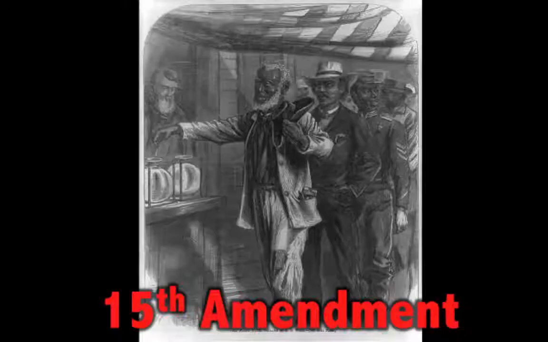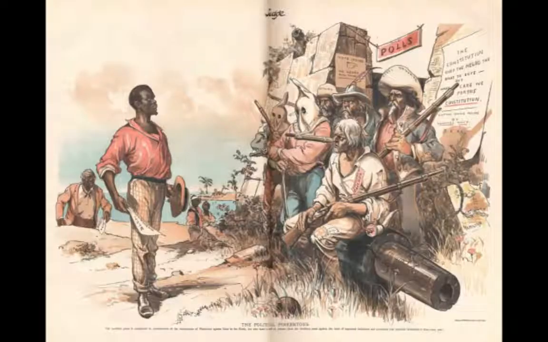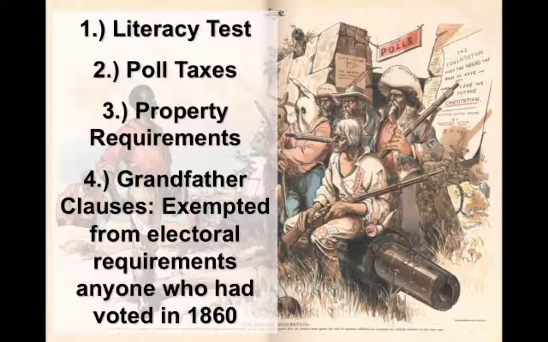Let me give you a couple of examples. The 15th Amendment, if you recall, gave black men the right to vote, not women, and this was a big controversy, and slowly you see the systematic disenfranchisement of Southern blacks. And this was done in a number of ways, and you could see violence and intimidation was one, but also things like literacy tests, poll taxes, property requirements were designed to disenfranchise African American voters. They also established grandfather clauses which exempted from electoral requirements anyone who had voted in the election of 1860 or prior, which meant white people did not have to fulfill these electoral requirements.